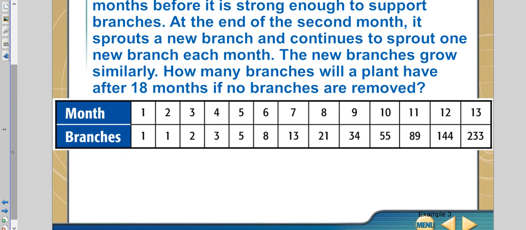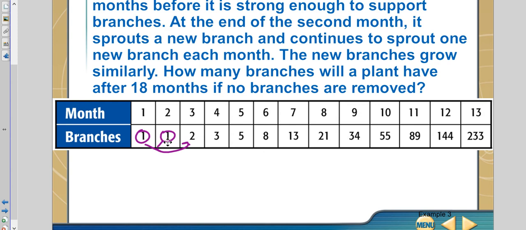So here's the idea. So the first month we have one branch. The second month we also have one branch. But the third month, starting then, we look at a recursive sequence. So we take this number 1, and we add them. So 1 plus 1 gives us 2.